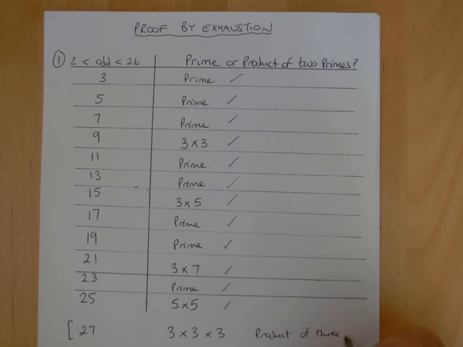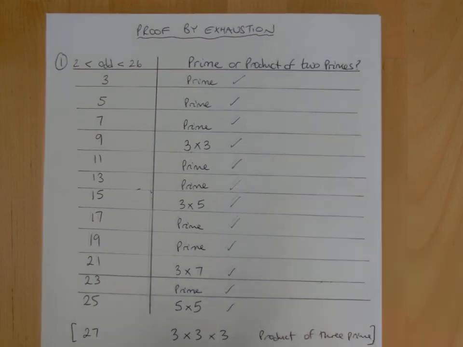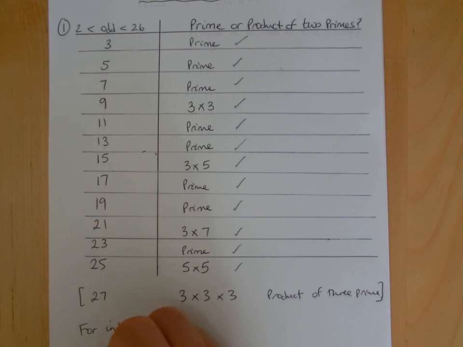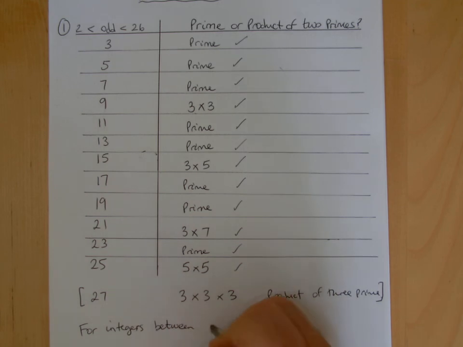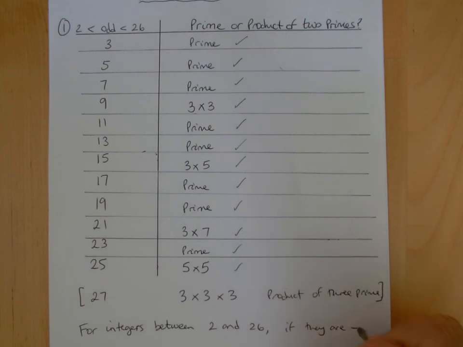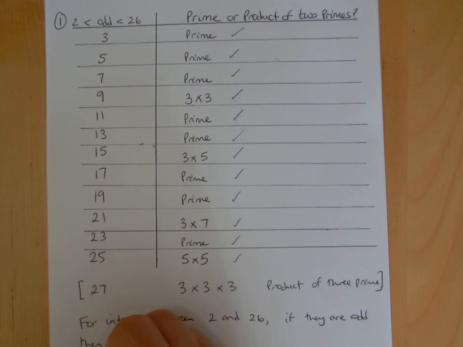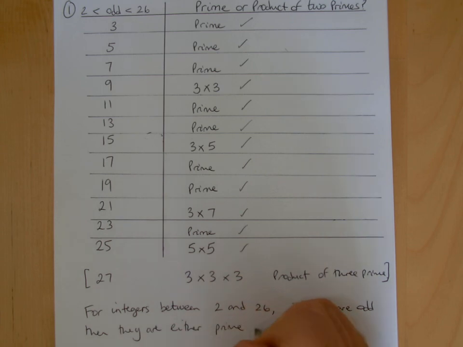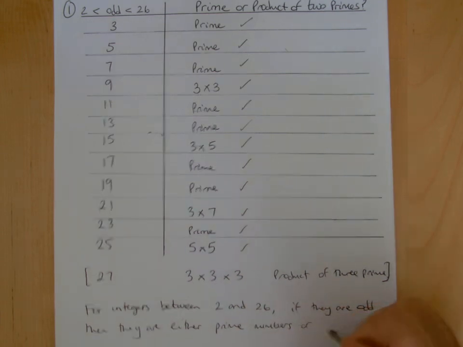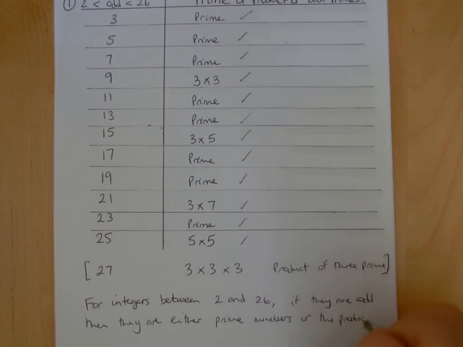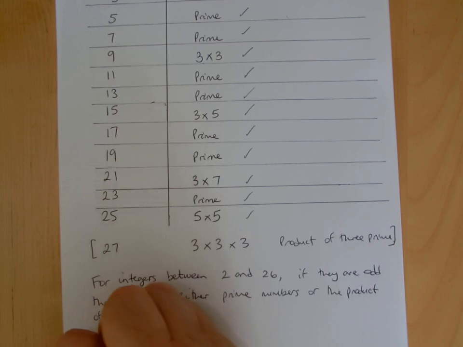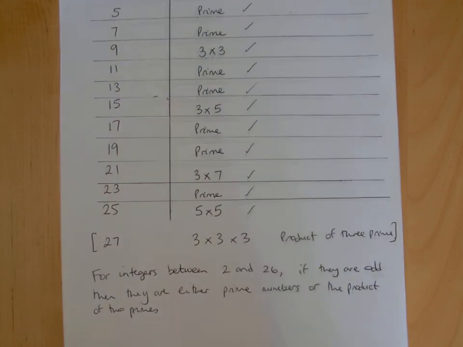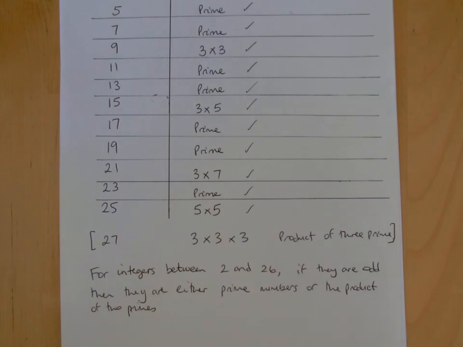So we've actually proved that for integers between 2 and 26, if they are odd, then they are either prime numbers or the product of two primes. Okay, so we proved this by exhaustion.